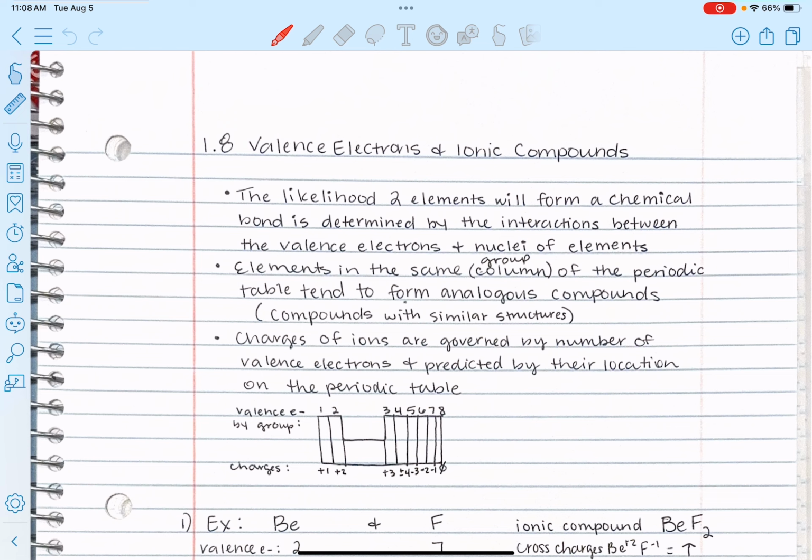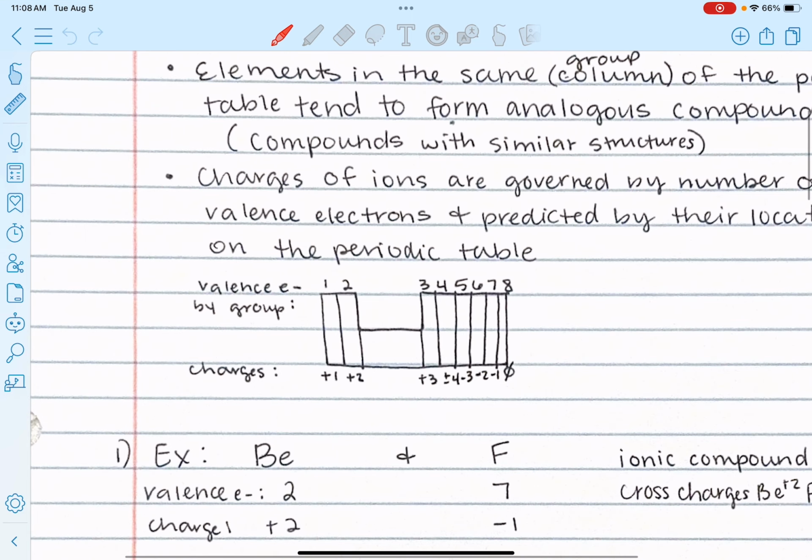So the charges of ions are governed by the number of valence electrons, and they're predicted by their location on the periodic table. If you've taken chemistry with me before, you definitely have covered this. So group 1 on the periodic table has 1 valence electron, tends to form a +1 charge. Group 2 has 2 valence electrons, forms a +2 charge. We're skipping the middle D block where transition metals are because they have multiple oxidation states. They tend to form a variety of different ions.